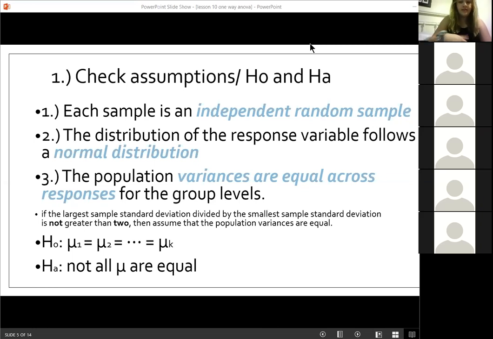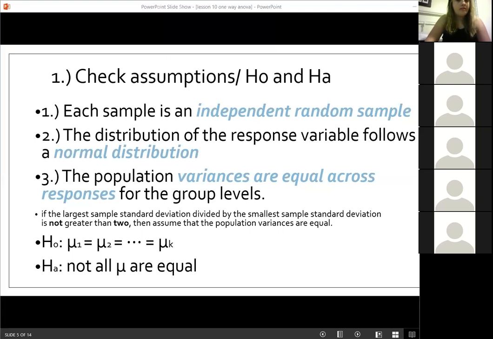A lot of times, if you don't have all the population variances, how are you supposed to tell if they're equal across the group levels? But if you're given the smallest and largest standard deviation, you can find that out as long as that ratio isn't greater than 2. So those are the 3 assumptions that have to be met. Then our null hypothesis is that all of the means are equal to each other, and our alternative is that not all of them are equal, so at least one of them is different.